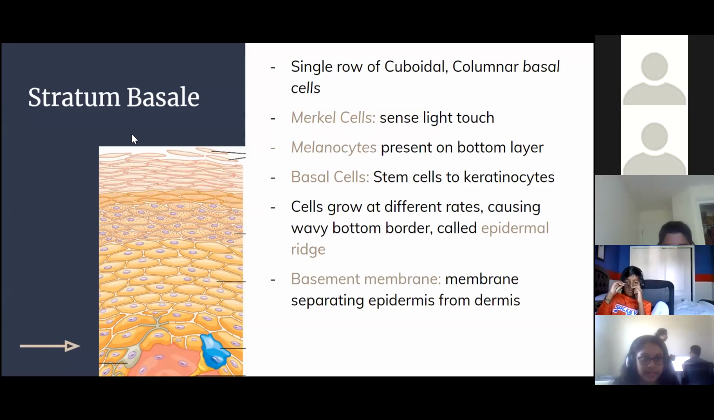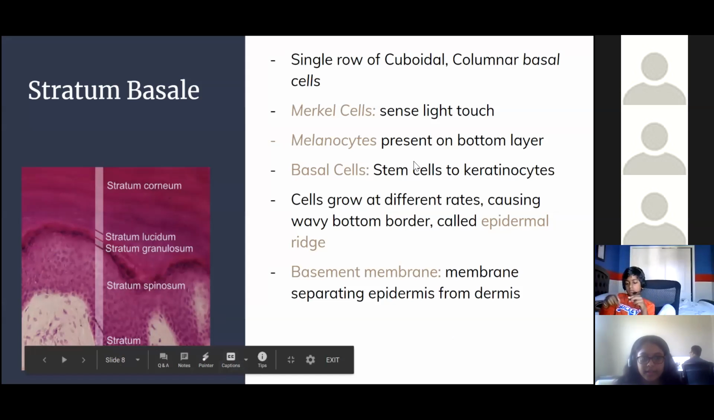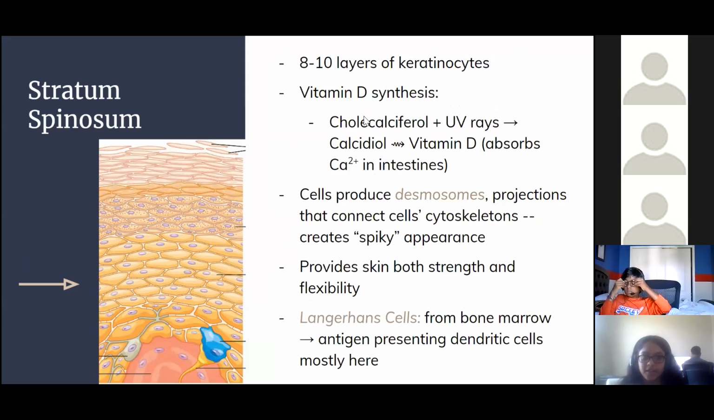So here's a picture of the stratum basale. It's this final one layer over here. Okay, so now we're going to go to the stratum spinosum. Here is where most of the vitamin D synthesis happens. There's this thing called cholecalciferol, and this is where UV rays come in. It turns into calcidiol, which turns into vitamin D. You don't need to know these names though.